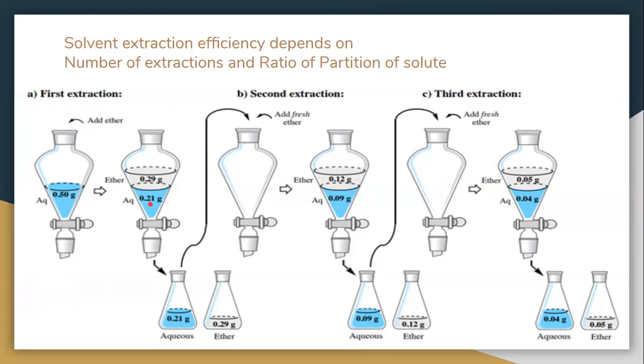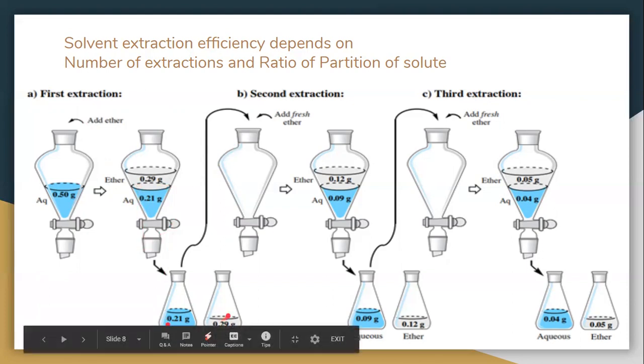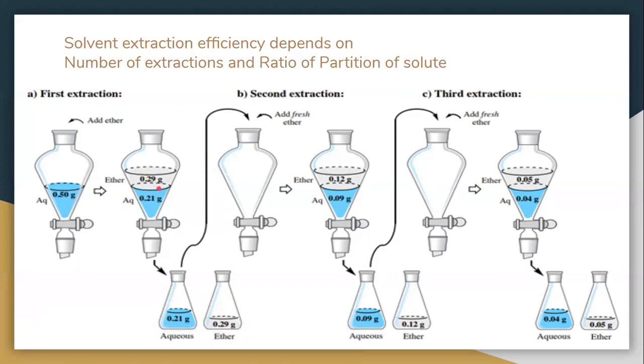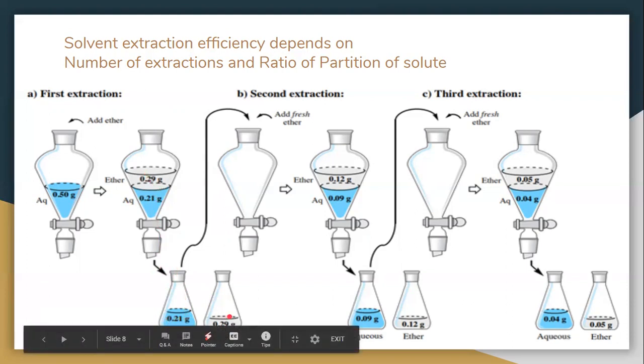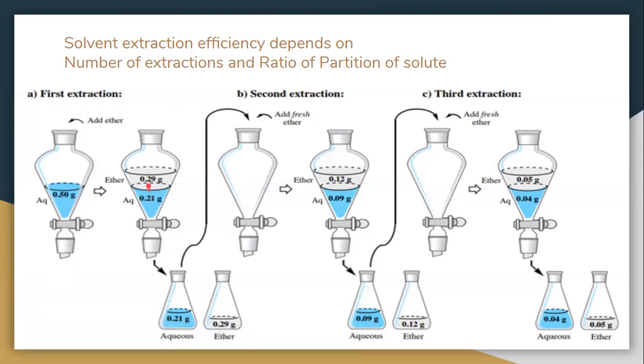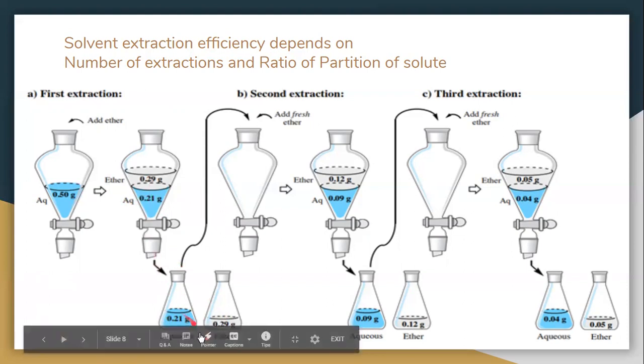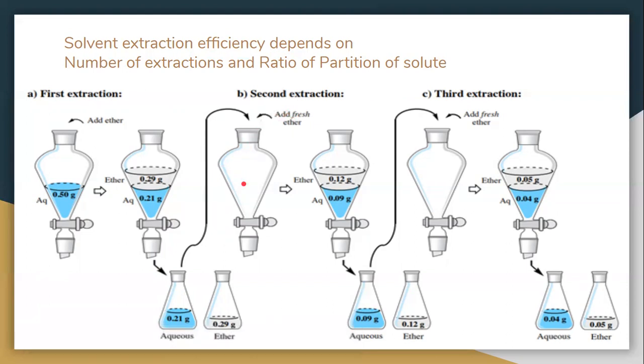If you repeat this method, this is the first extraction, this is the second extraction. After the first extraction, if you open this lid, we can collect and separate the two solutions. That's why this instrument is known as a separating funnel. By means of the separating funnel, we can separate the aqueous solution as well as the organic solution. This is the aqueous solution, this is the organic solution. Again, we transfer this aqueous solution into another separating funnel and add an equal amount of ether. Again distribution takes place.